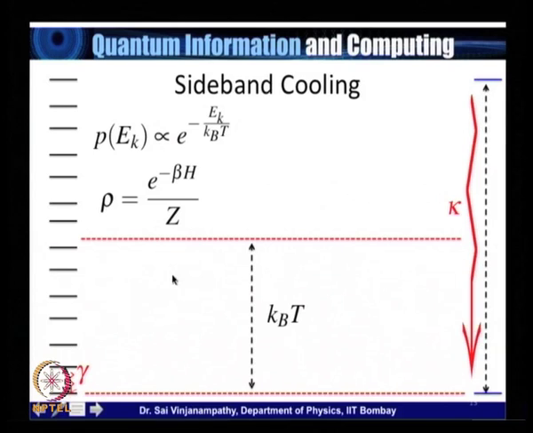Now consider the following scenario where the temperature sets a scale kBT, which is much larger than the atomic frequency gap. What this means is that the state of the atom is a thermal state given by e to the minus beta h divided by the partition function. Here h refers to just the bare Hamiltonian of the atom. Consequently, an energy level Ek somewhere in the middle is occupied with probability e to the minus beta Ek. This is the Boltzmann distribution factor.